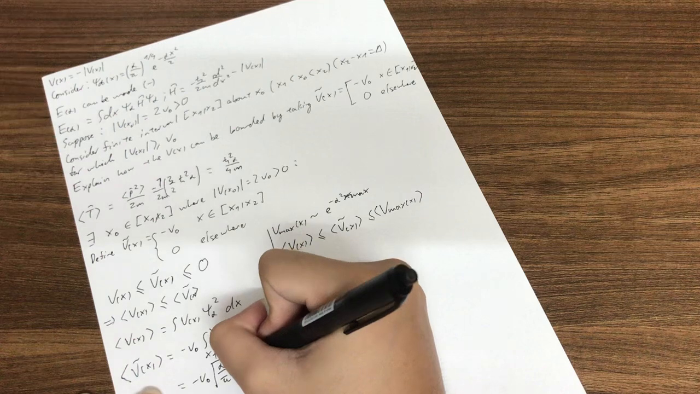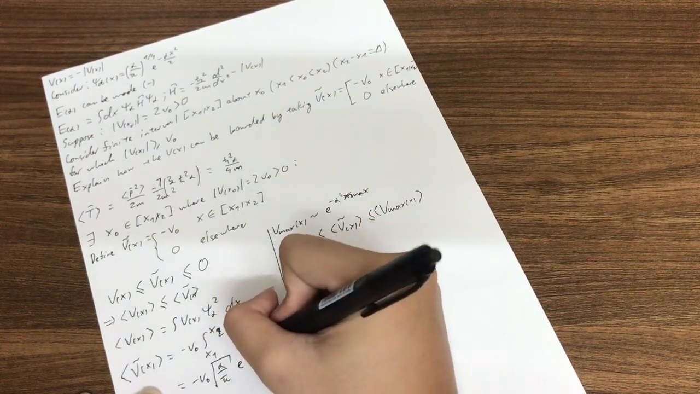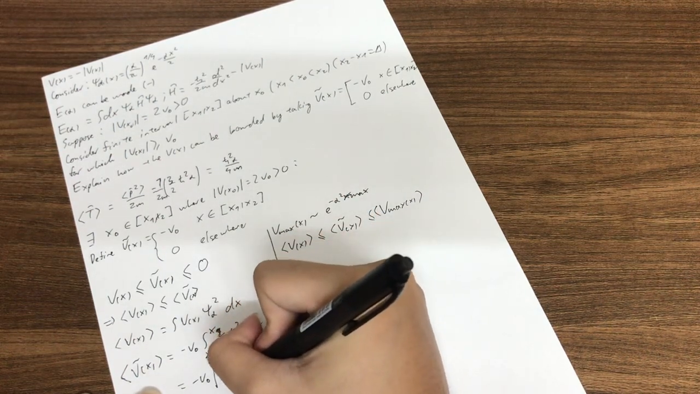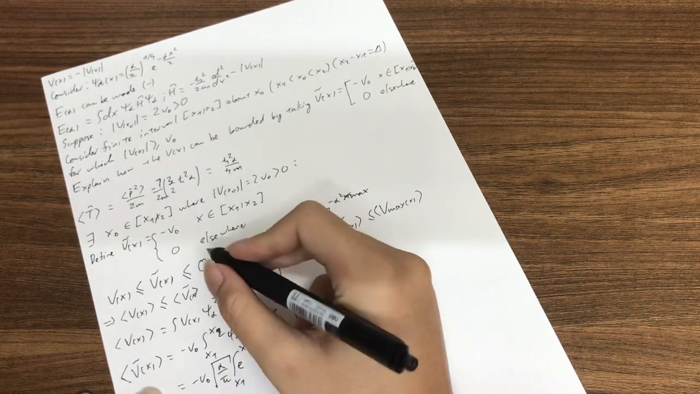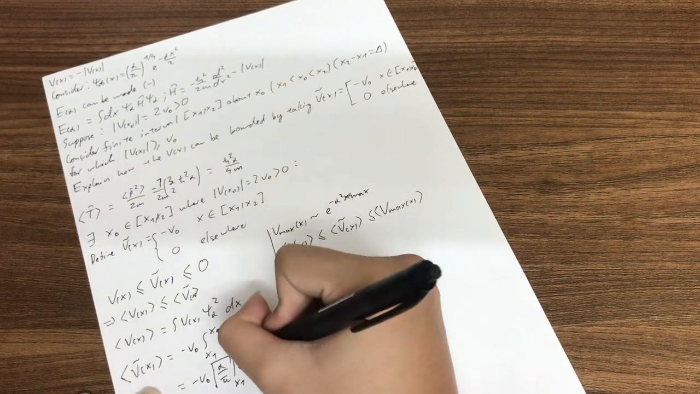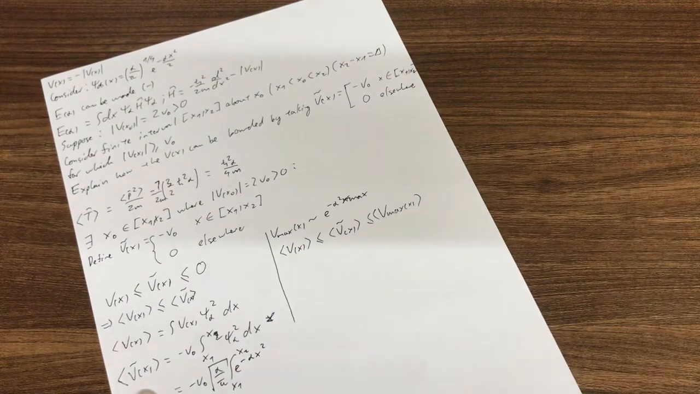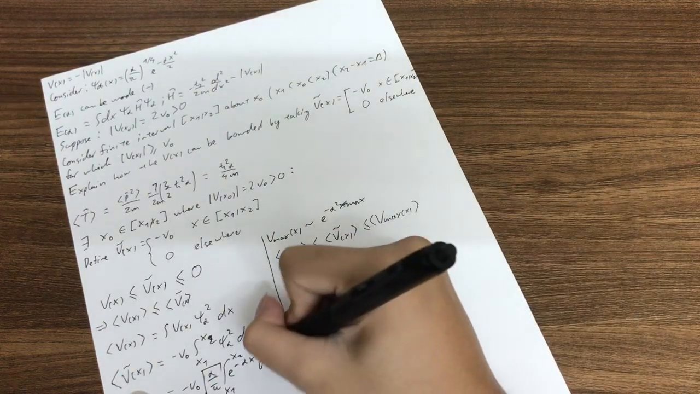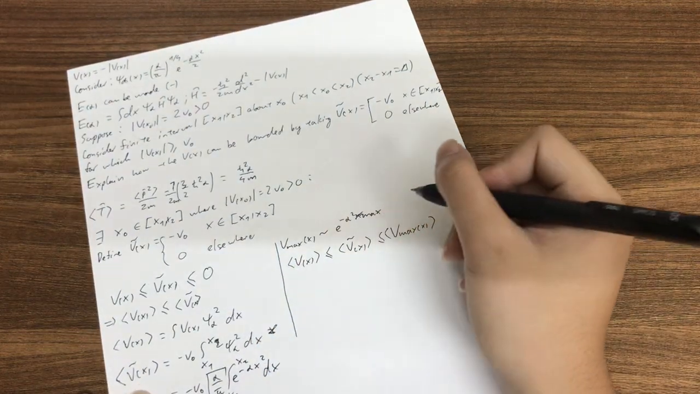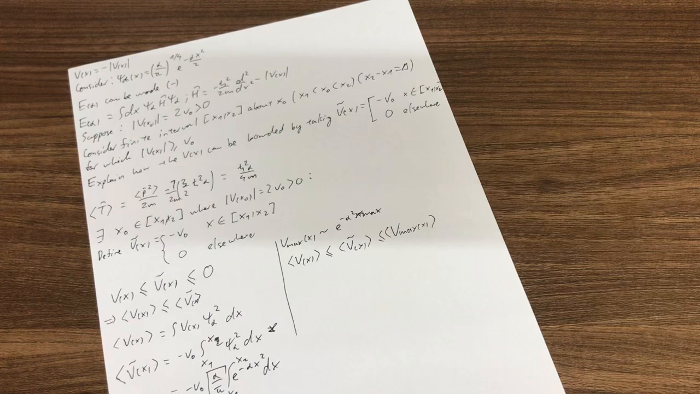Okay, so this one, this to the fourth we bring out, that is alpha over pi to the root. Then we write again the integral from x1 to x2, joined with the square, so only minus alpha x squared remains. Okay, so this is for our V tilde.